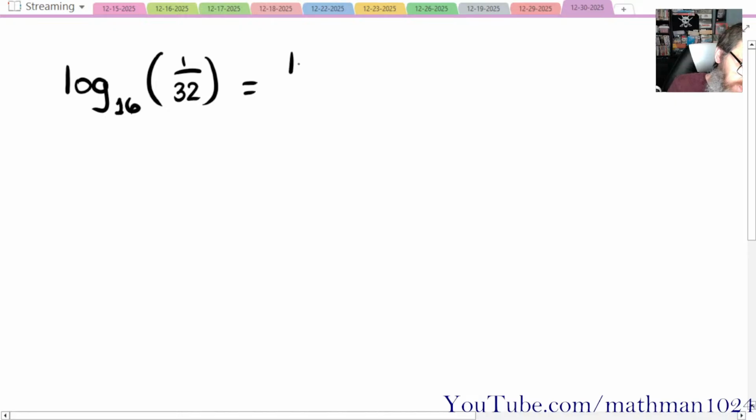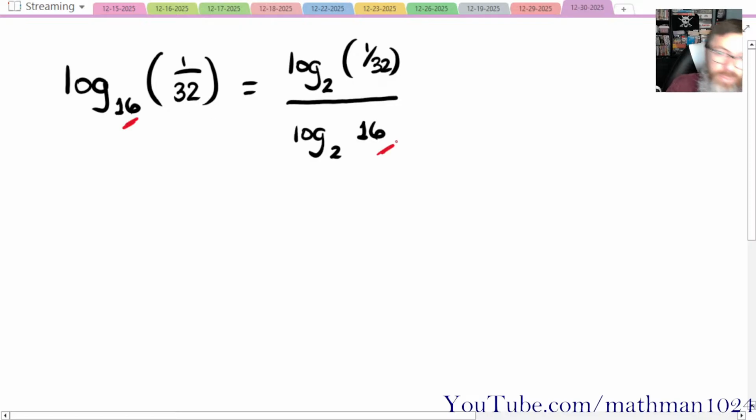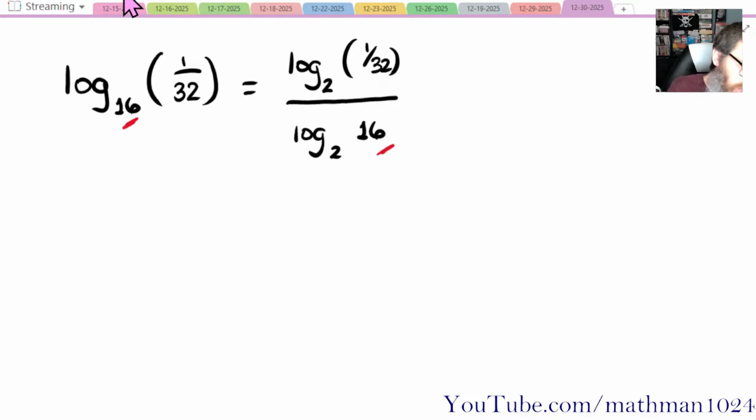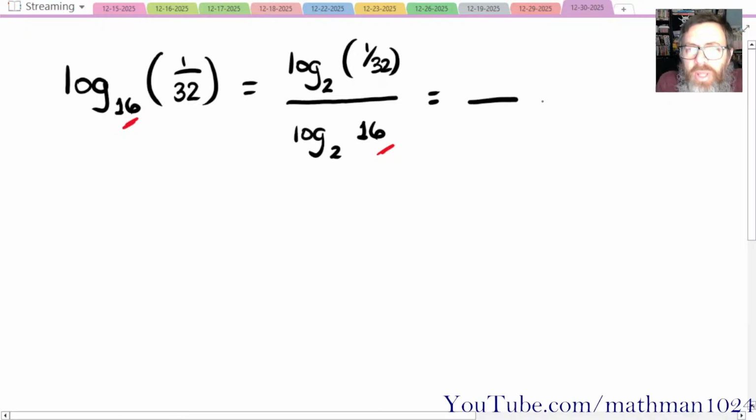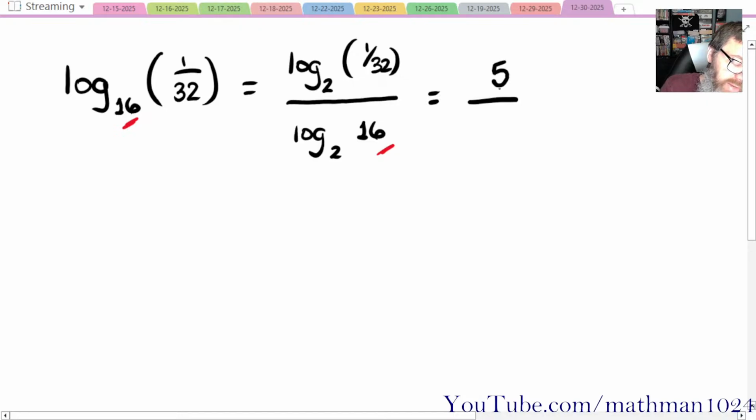So let's rewrite this as log base 2 of the number that's inside the log in the numerator, over log base 2 of 16. So remember, the base is going to go in the bottom. All right, and now let's work these out one piece at a time. In the numerator, first of all, what power of 2 gives me 32? And we've already seen today that that's going to be 5. But it's not just 32, it's 32 in the denominator. So that means negative 5.